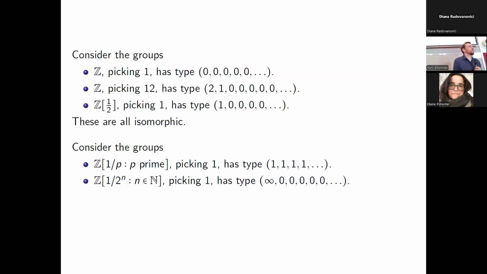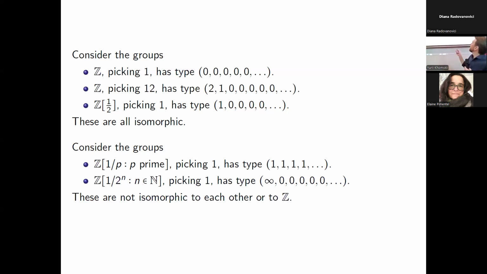Another group I could take is the dyadic rationals. So I'm inverting 2 infinitely many times. So now if I pick 1, it's divisible by 2 infinitely many times, but it's not divisible by any other prime. So its type sequence is going to be infinity and then all zeros. So these are not isomorphic to each other, and they're also not isomorphic to the integers.